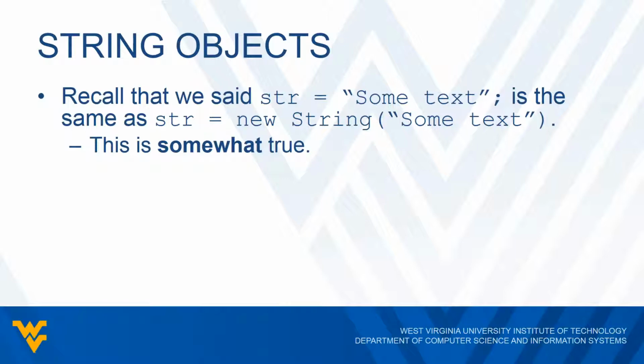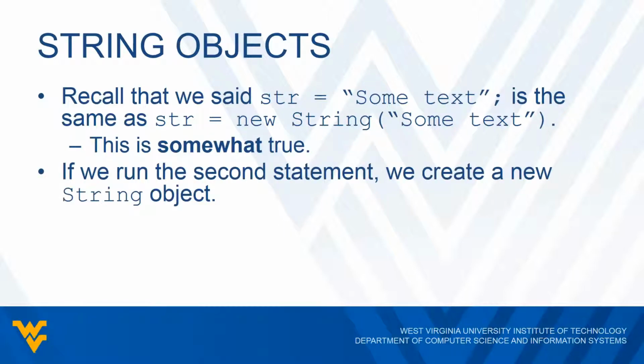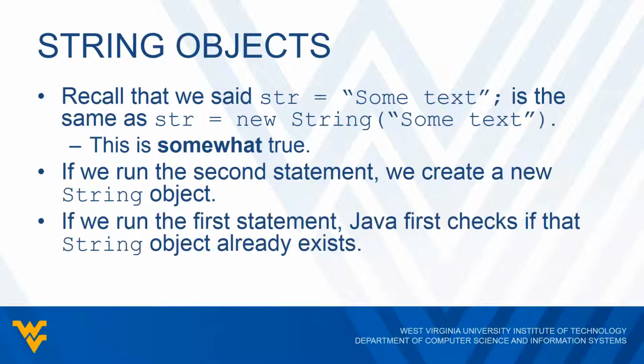I'm not going to say that I completely lied to you, but it's not the complete truth. So, okay, yeah, I lied. Sorry. Here's what's going on. If we run the second statement with the new string, we create a brand new string object no matter what. Now, if we run the first statement, the str equals some text in quotes, Java is going to check to see if that string object already exists. So it's going to check to see if there is some object that contains the text some text.